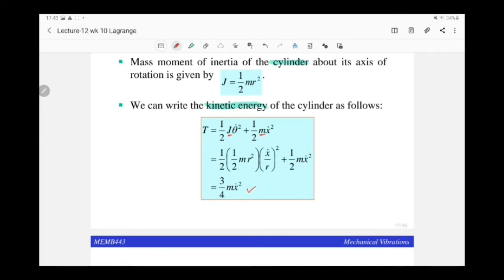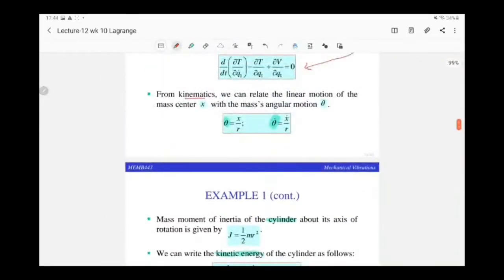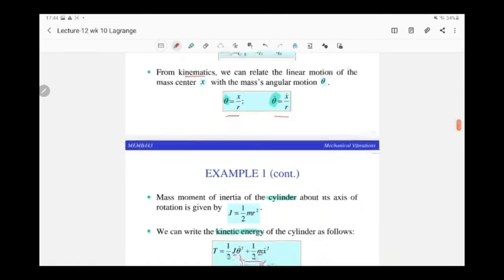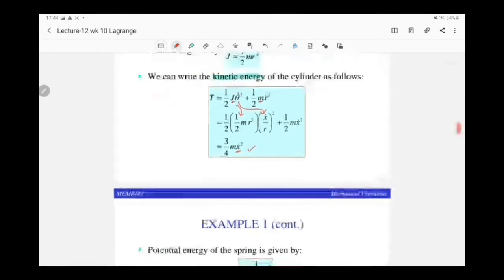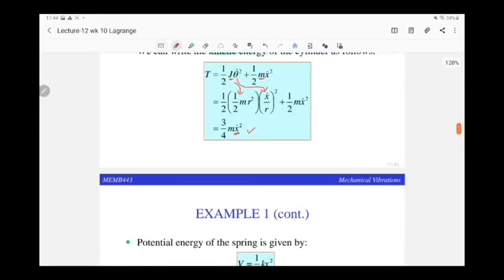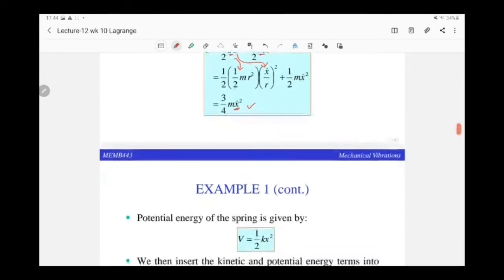We want to express everything in terms of x. So we change your theta in terms of x. You have your J value here, mr squared, and your theta dot is in terms of x, as we defined just now: theta dot is equal to x dot over r. You can easily rearrange and factor out, then collect the terms in terms of x dot. So you're done with the kinetic energy.